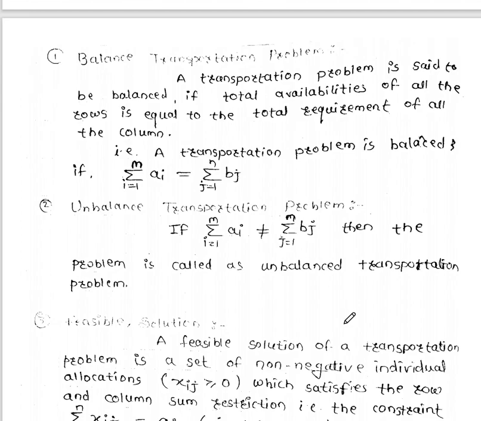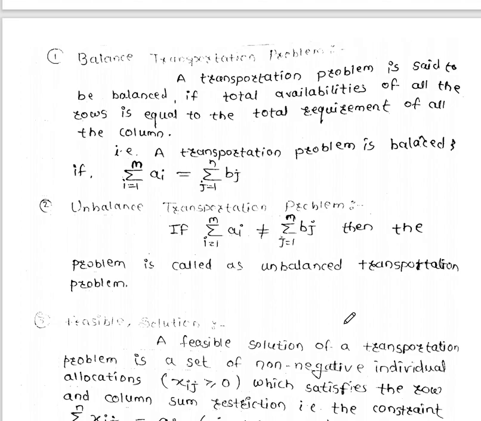If the total availabilities of all the rows is not equal to the total requirement of all the columns, then that problem is called an unbalanced transportation problem. Right. If in a problem summation of ai is not equal to summation of bj, then the problem will be unbalanced.